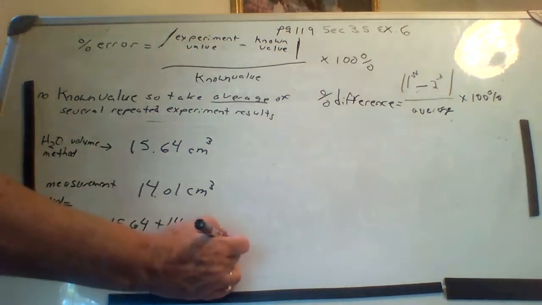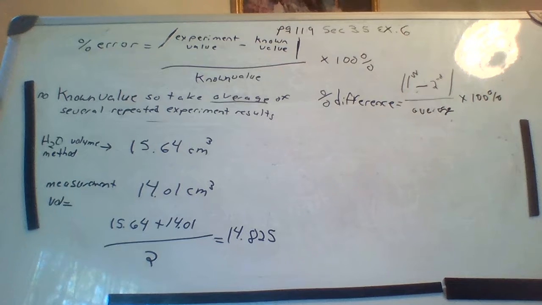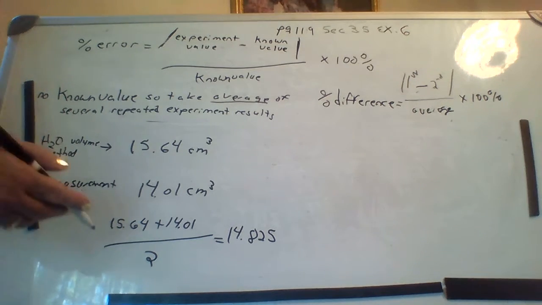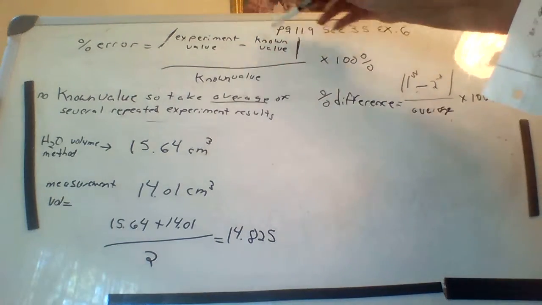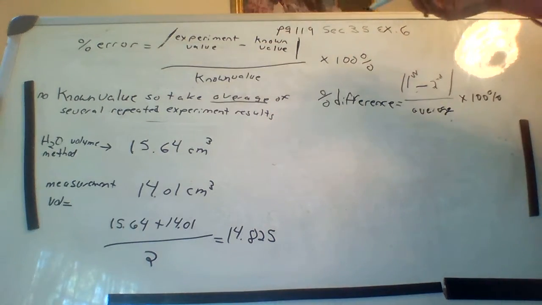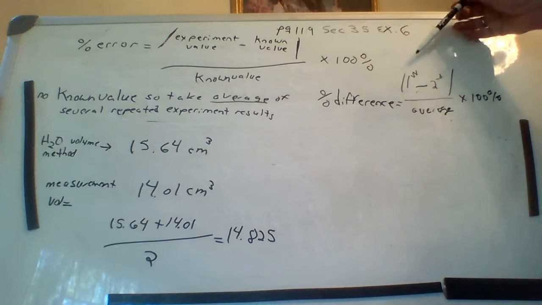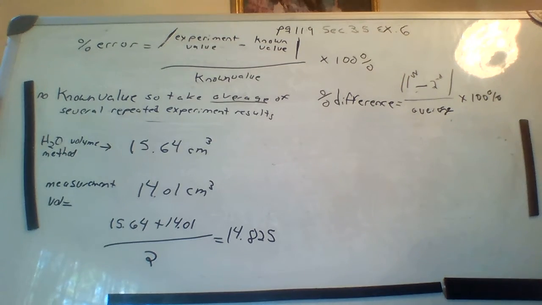When we do that, we end up getting 14.825. So that's the average. Okay. Now, remember before we took the change, the experiment value and the known value, when we were dealing with percent error, we were doing the change. Well, this is kind of the same thing as the change, only we're taking the result of the first experiment minus the result of the second experiment.